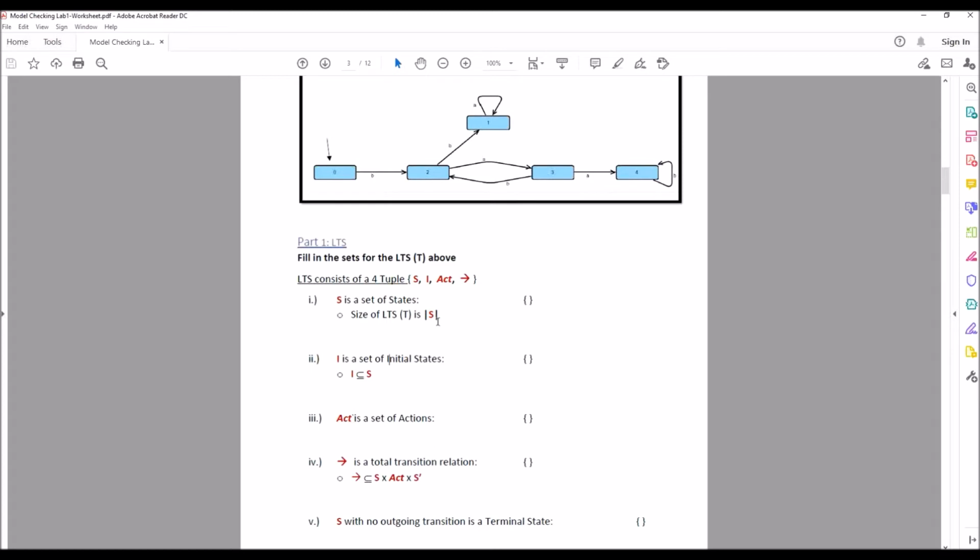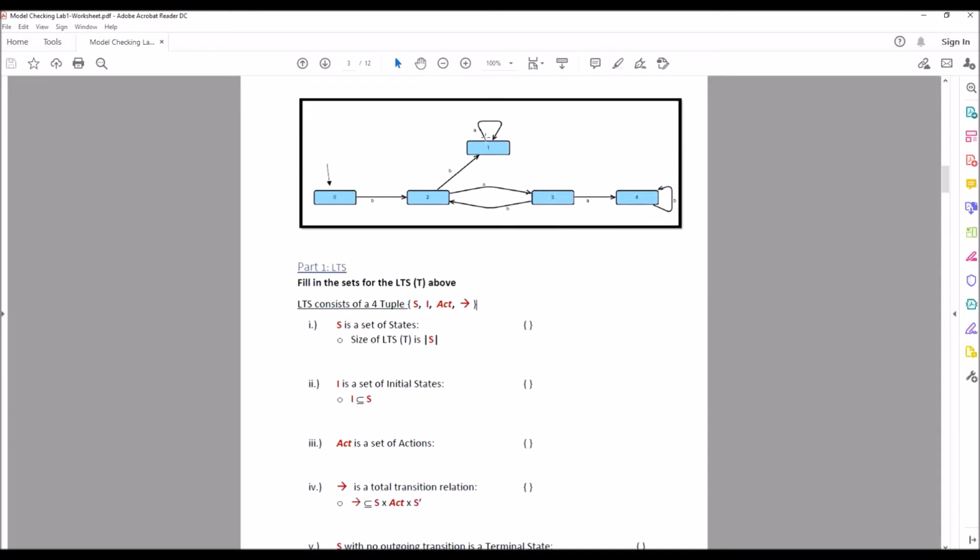So ACT is a set of actions. So this is our third value of our tuple. And the set of actions are the actions that cause us to transition from one state to another. So as you can see in our transition system, we come into 0, and we transition over to 2, and we transition to 1, we transition to 3, transition to 4, or from 3 back to 2, etc. But what is causing us to do these transitions? With a label transition system, we need an action.